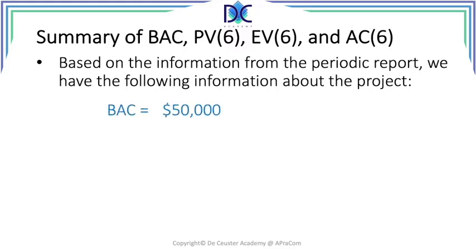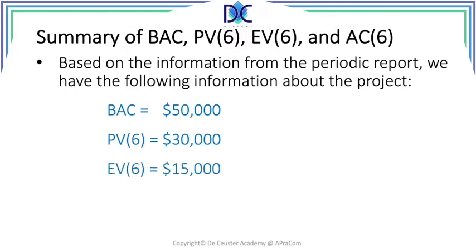We have the budget at completion, 50,000. We have the planned value at 30,000 in period 6 or day 6. That's what we wanted to create. We have the earned value in period 6 is 15,000, and the actual cost in period 6 is 22,000.